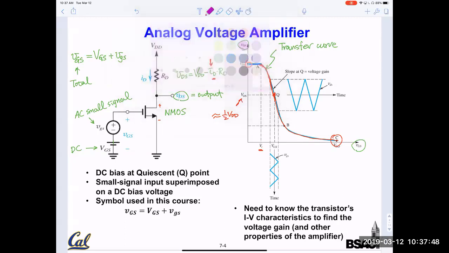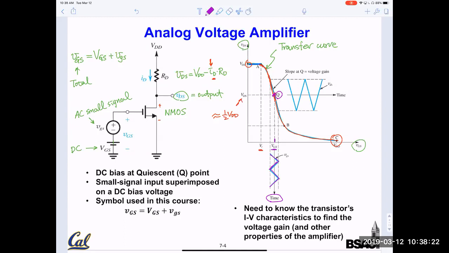So now we put in our input signal. This is our bias point. We usually designate it Q, the quiescent point, as the bias point. This is a DC bias, capital V, capital G, capital S. Then we superimpose, if we draw another curve as a function of time going downward for the input signal, the AC signal will be kind of dancing around the DC signal.